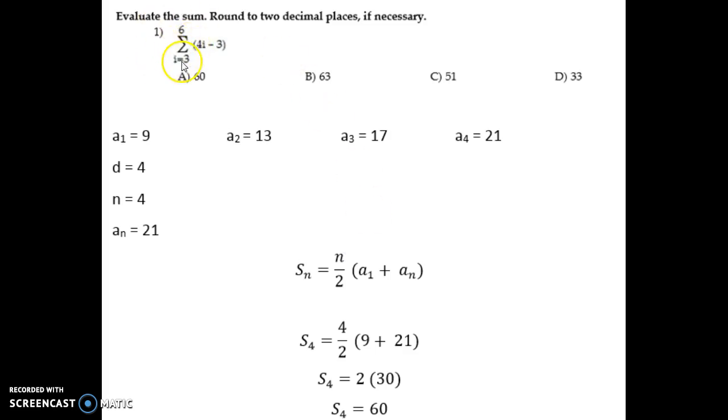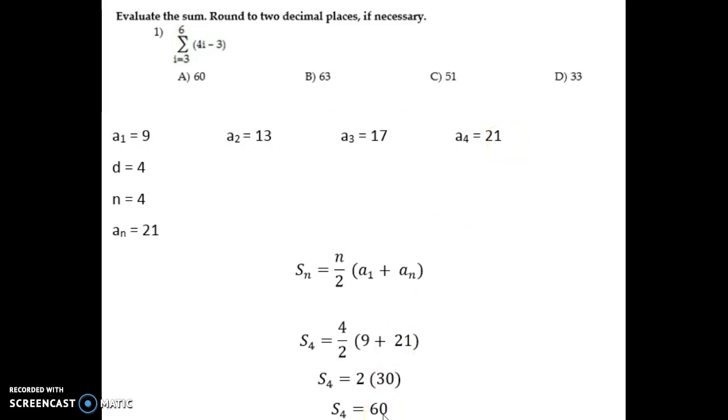Now this summation only has 4 total terms in it, so you could actually work it out just by finding those 4 terms and adding them together, which here they are. If you plug in i equals 3, you get 4 times 3 is 12, minus 3 is 9. Plug in i equals 4, and you get 13, i equals 5, and i equals 6. So here are your 4 terms. You add them all together, you would get 60.